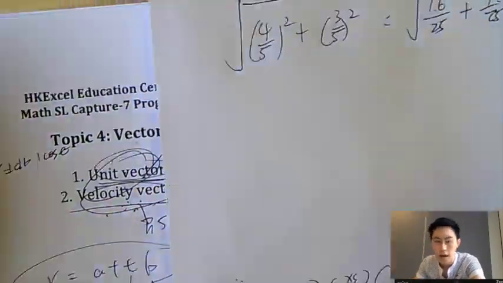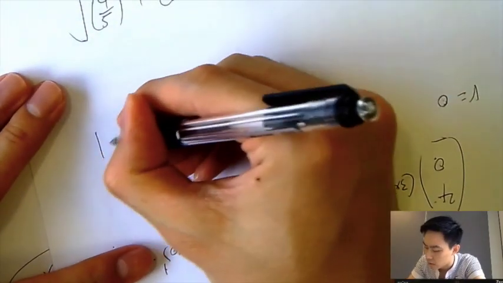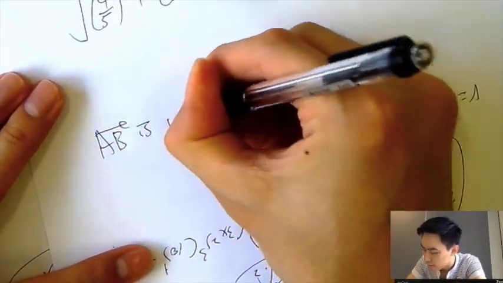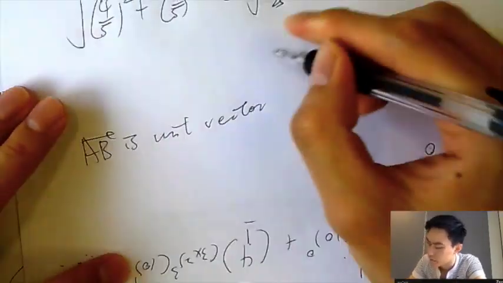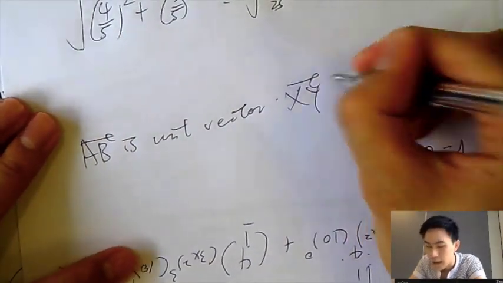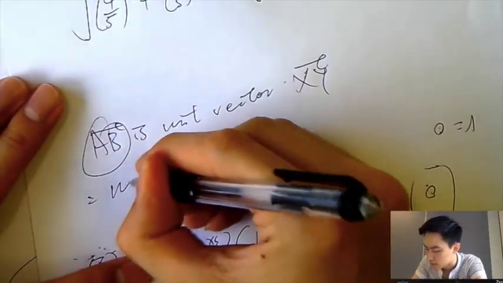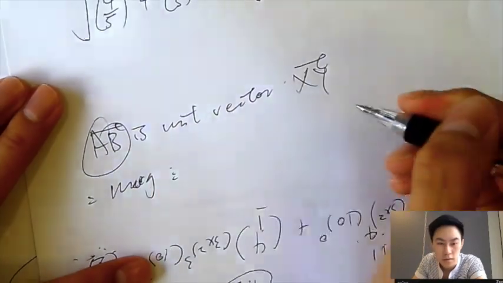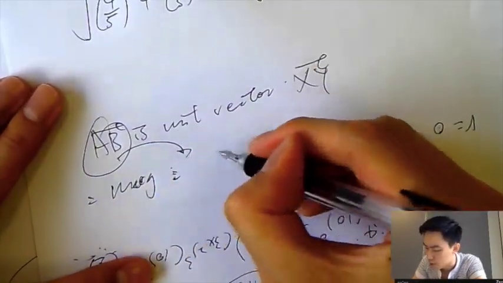So let's say the IB question says that AB is the unit vector of, let's say, (x, y), and asks what is the magnitude of this, for 2 marks or 1 mark. Then you know that it is equal to 1.